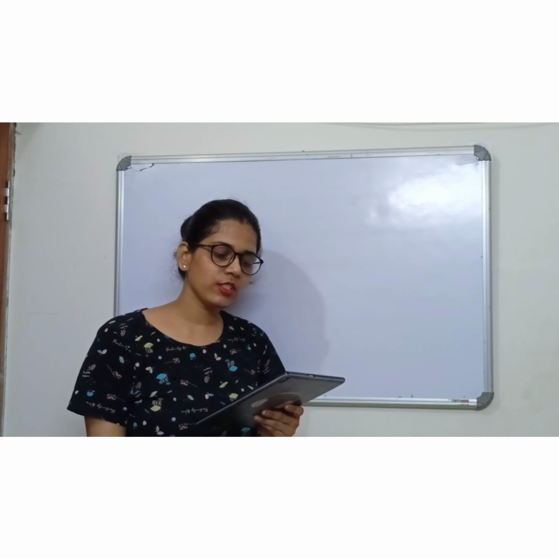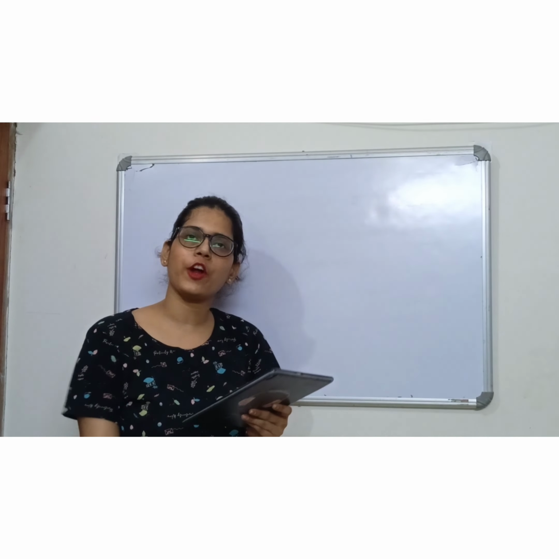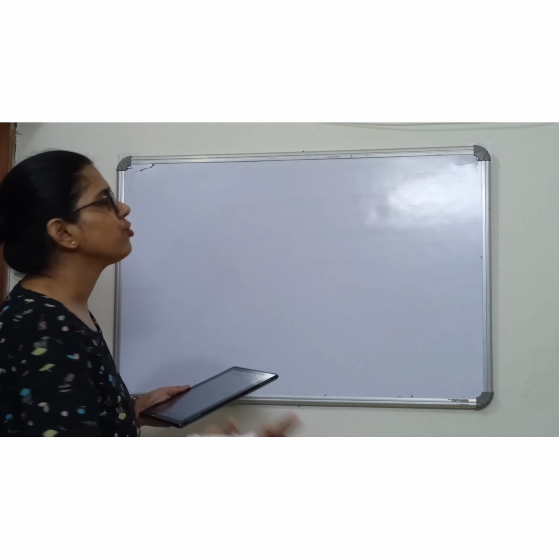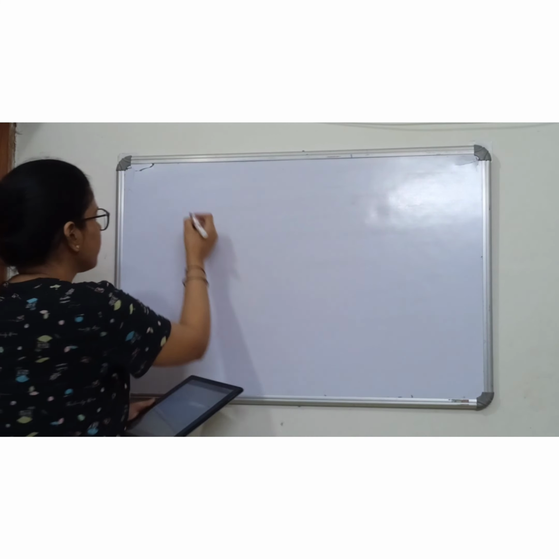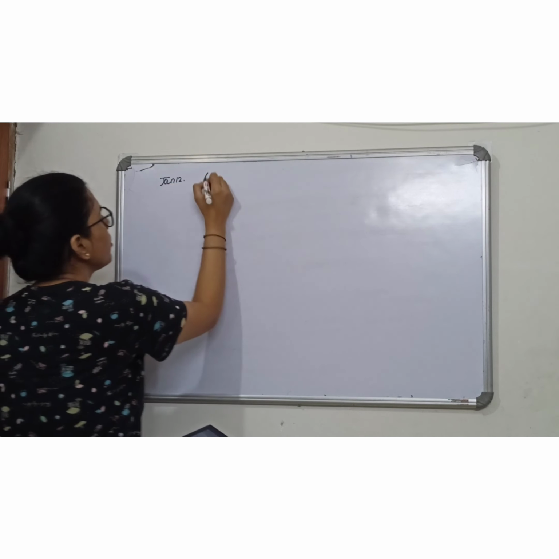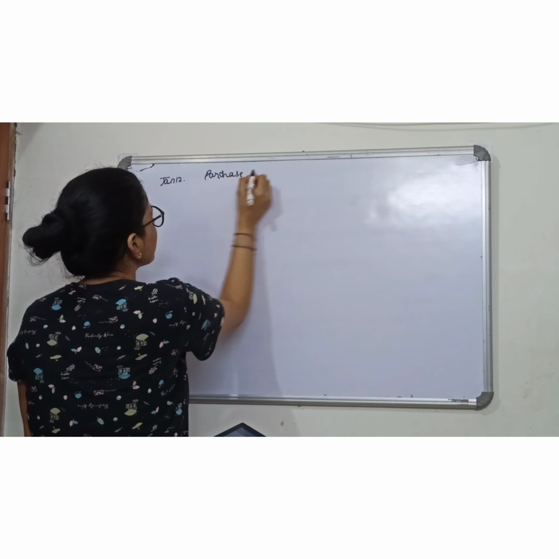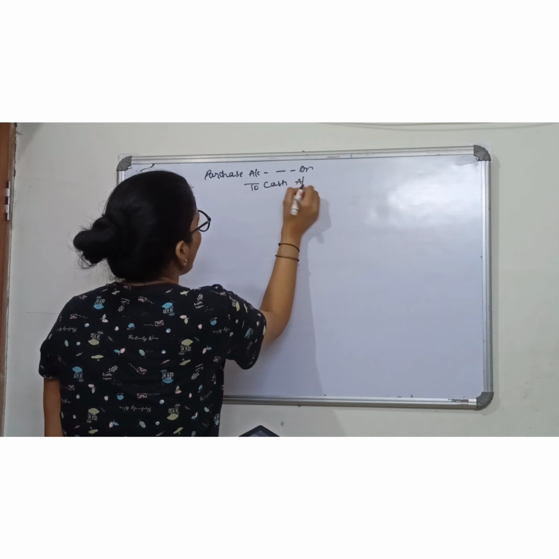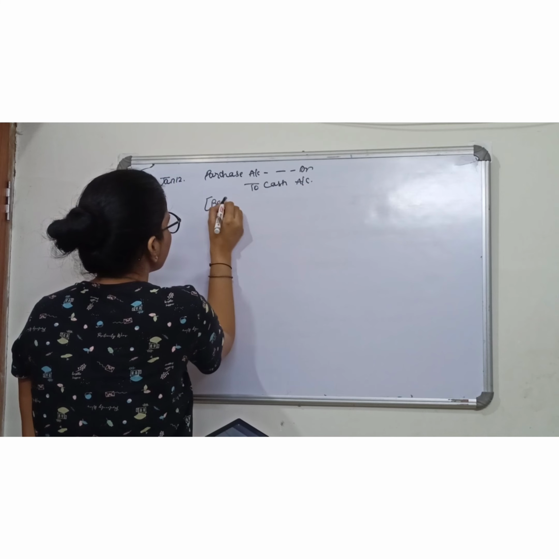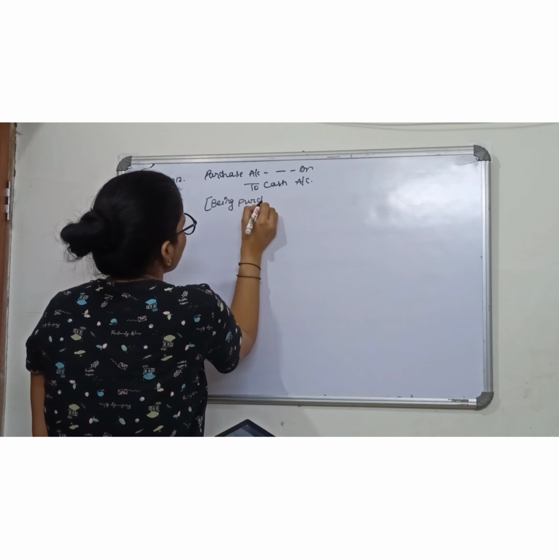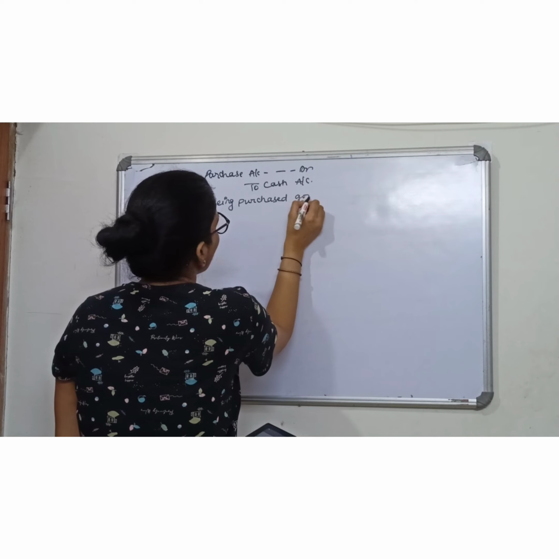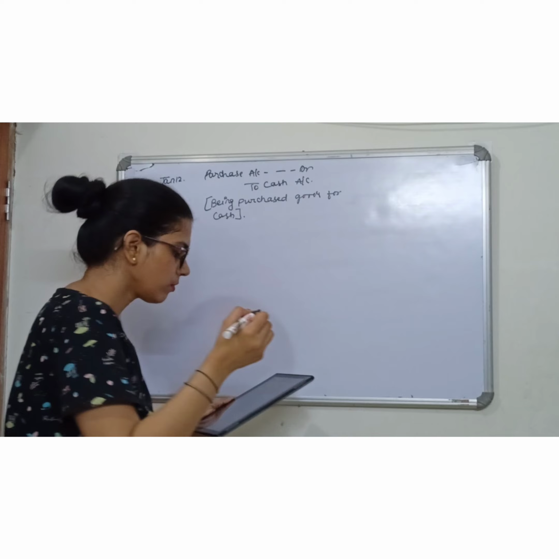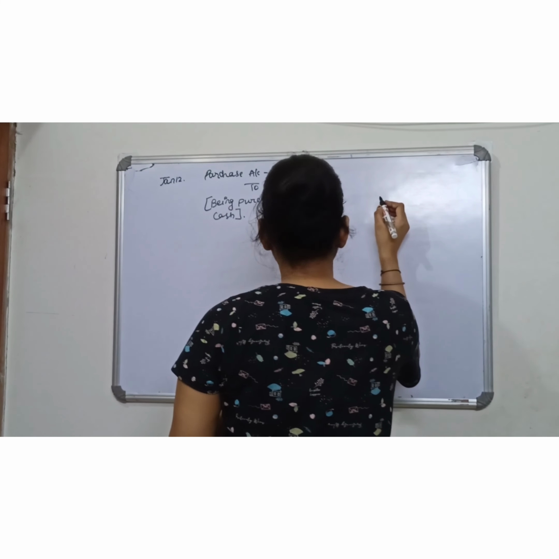Now the next question is purchased goods worth rupees 50,000 for cash. Here again we are making a purchase transaction for cash and the entry will be the same as before. January 12, purchase account debit to cash account, being purchased goods for cash, and the amount is 50,000.